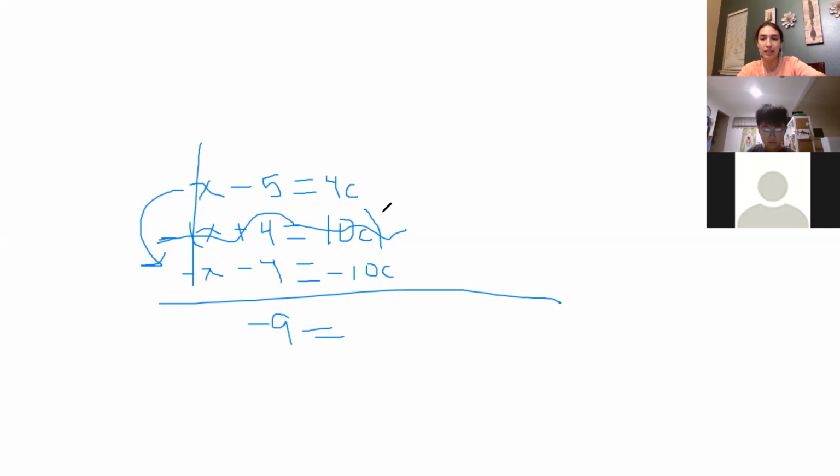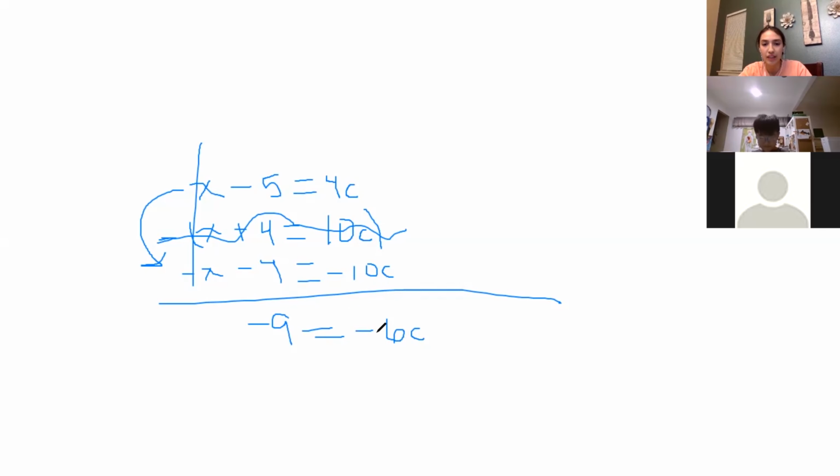So 4 plus negative 10 is what? We basically get rid of the plus sign. It's basically just 4 minus 10, right? So you get negative 6. So now that's our equation, and we can solve for the c. And the c is going to tell us the cost for one cupcake, right? So that way we can find the x.